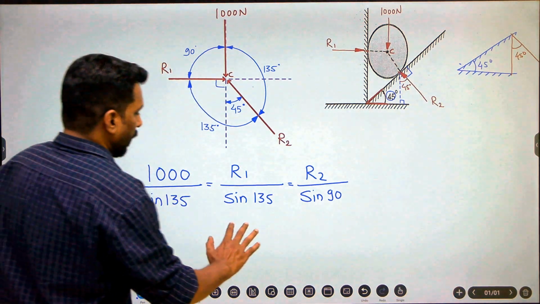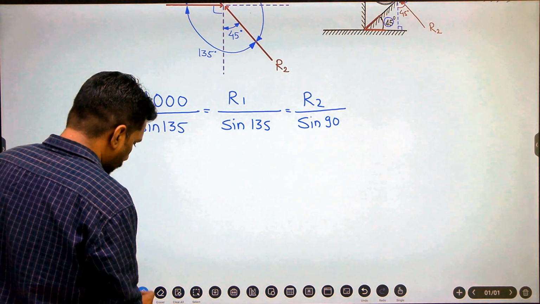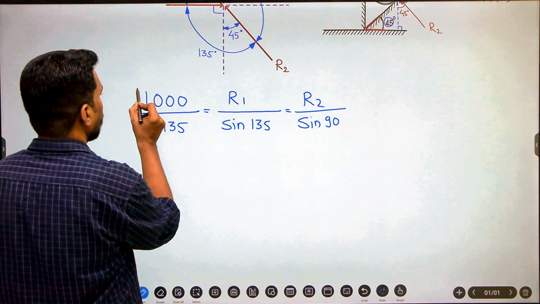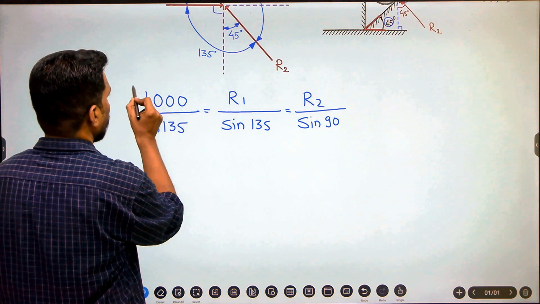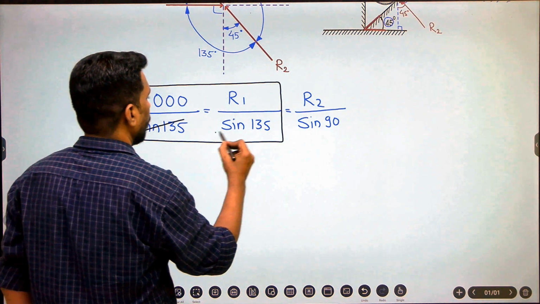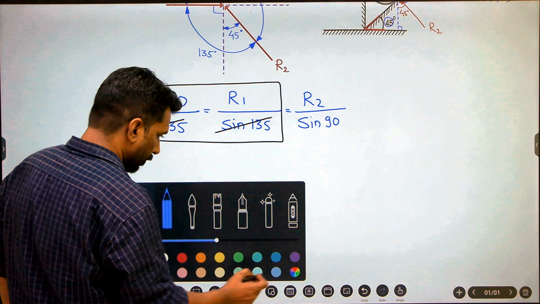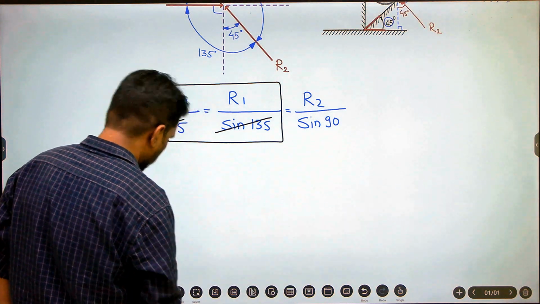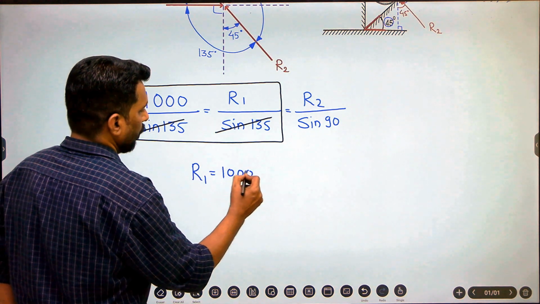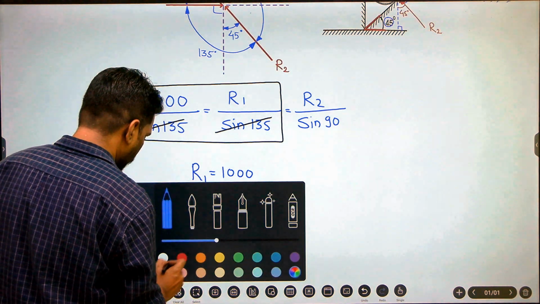Just by observation you can see this is very easy to solve. Now, if I equate these two first, then sine 135 and sine 135 will get cancelled. So I am directly getting R1 is equal to 1000. R1 is equal to 1000. Okay, and now I equate the other two.